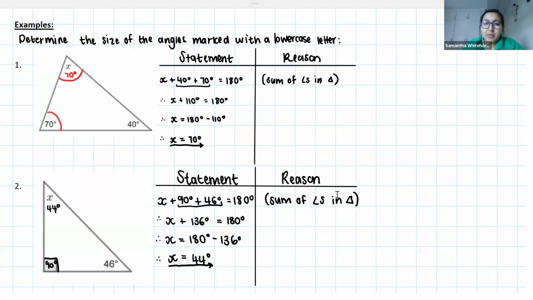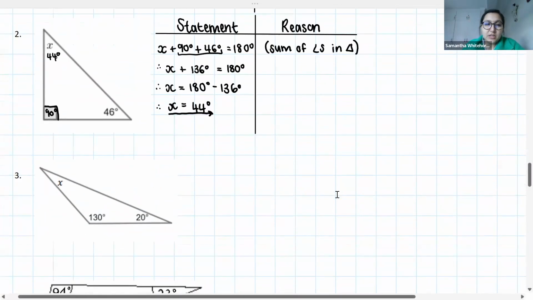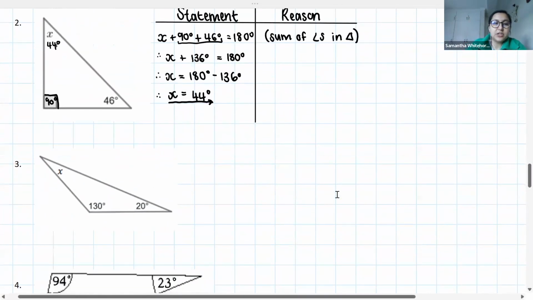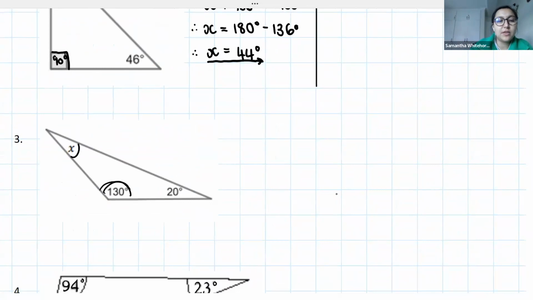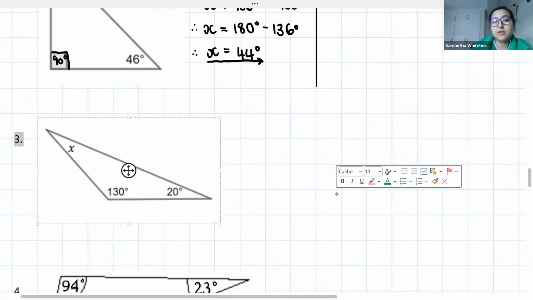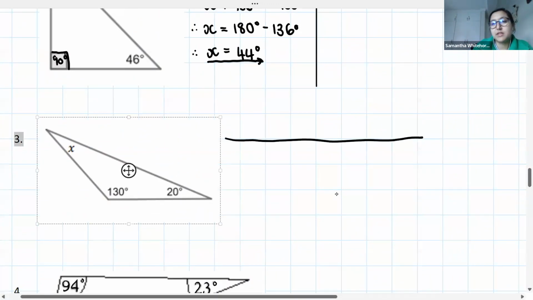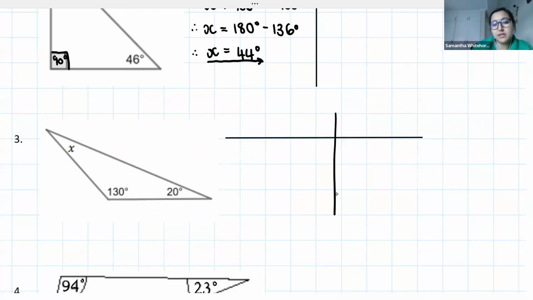Okay, guys, I'm hoping we've all got screenshots. No more questions, so let's have a look at question 3 here. I want you to give this one a try. Again, what you've been given is x, 130, and 20. I want to know the value of x. Remember your statement and your reason. You're giving it a try by yourselves, and on the chat, I want to see both your answer as well as the reason for that answer.